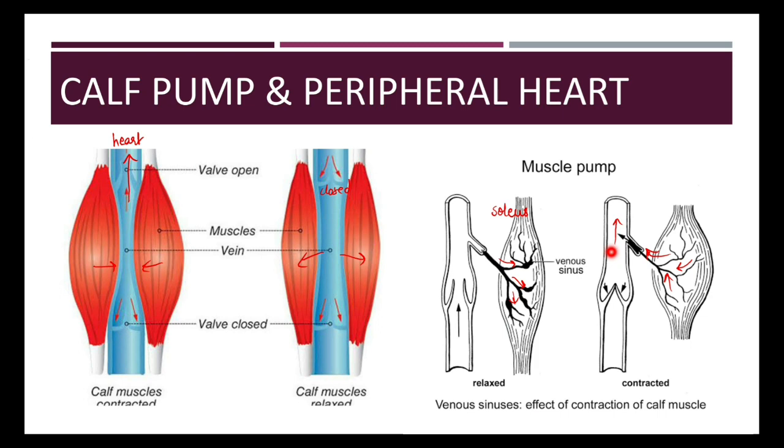The soleal sinuses are a common site for thrombosis and a source of pulmonary embolism in sedentary individuals. The phlebitis of the soleal sinus may be dangerous because the spread of the infection from here may damage the valves in the perforators.